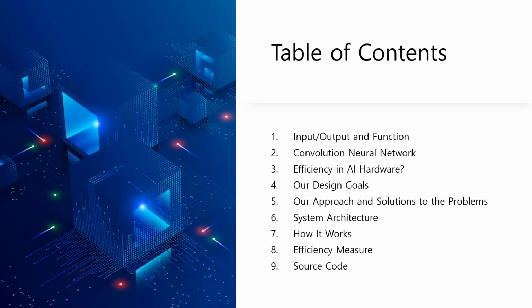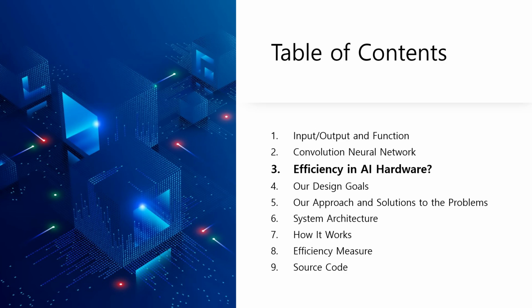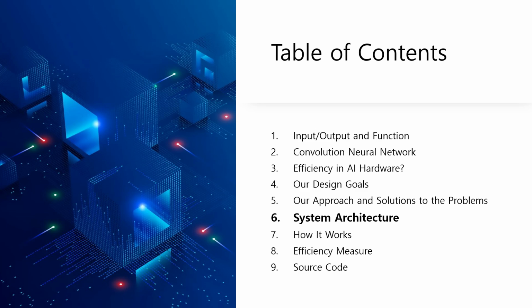This video will proceed as follows. First, we will explain the input-output interface of the system, describe the convolutional neural network, which is the technical background of AI hardware, and then look at what efficiency means in AI hardware. Then, after setting our design goals, we will explain our approach for efficient hardware design, the problems involved, and how to solve them. Then, as the main topic, we will explain the components of the designed system, how it works, and how efficient it is compared to the efficiency goal. Finally, we will explain the structure of the source code.